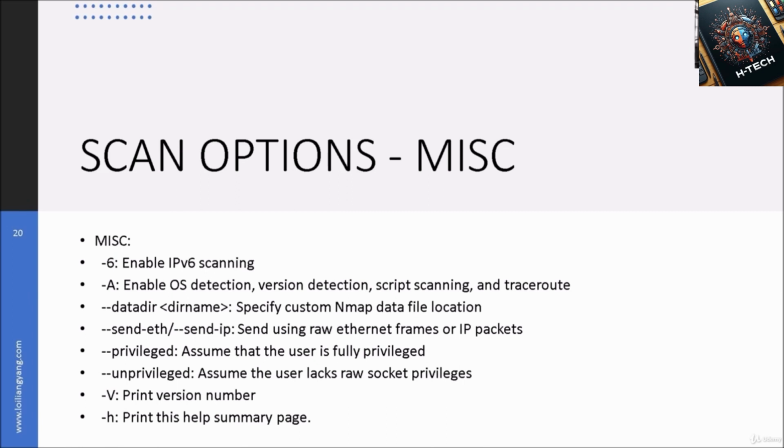And of course, we also have data file location, and the use of raw Ethernet frames or IP packets. So if you want to craft those, we can actually go ahead and do that. Again, -h is a very important way for us to print a summary page. We want to constantly look at the manual page, especially when we're using it for the first few times and we're confused about some of the options. The manual page is going to be a great place for us to reference all of these materials.